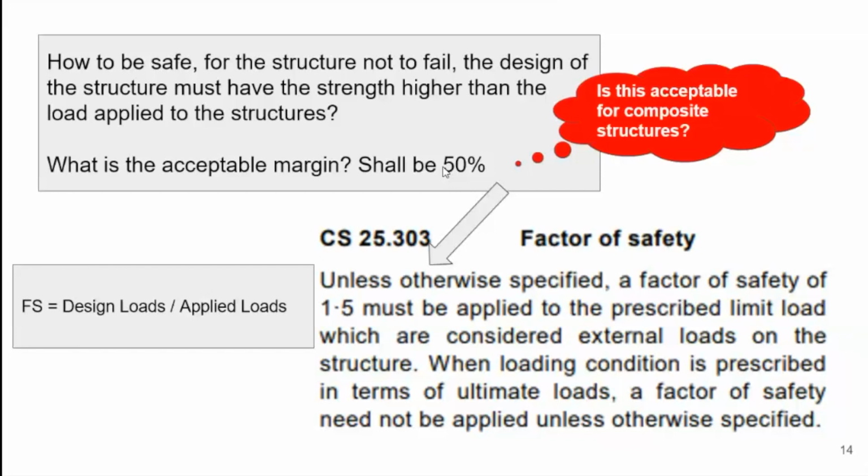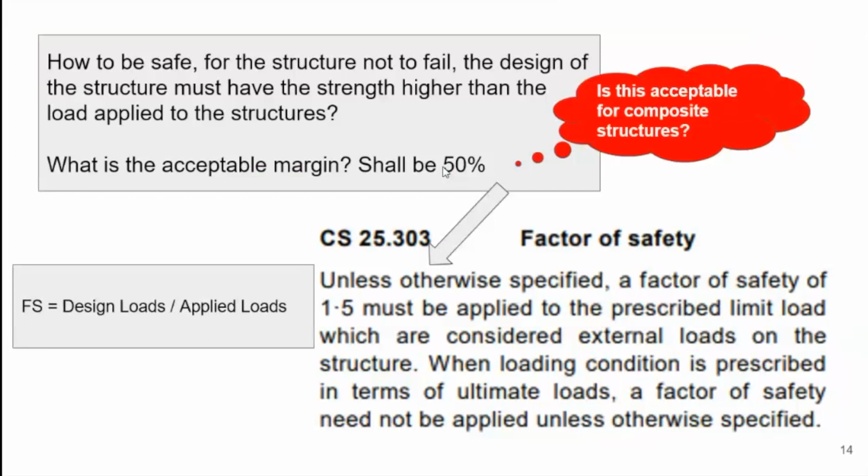If you are lower than 1.5, the aircraft is no longer airworthy. So for those who are working on aircraft, you must be careful in the design of components, or even when you repair the aircraft, you must make sure the factor of safety remains at 1.5, or else the aircraft's airworthiness will automatically be invalid. That is something we need to be careful with. So this is a design requirement.